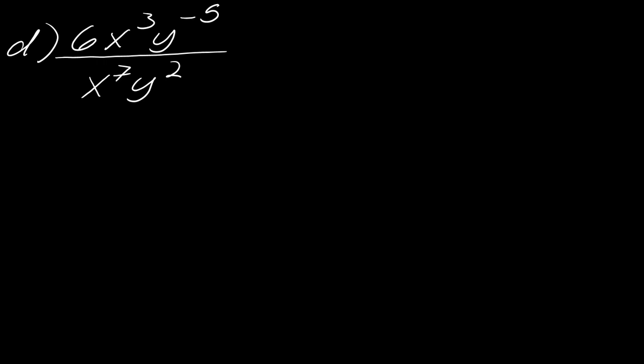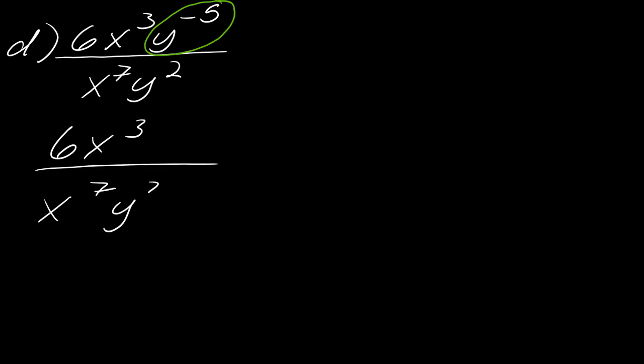Okay, so for this one, now we're getting a little bit more complicated here. So 6x cubed y to the negative 5th over x to the 7th y squared. So there's only one negative here. So I highly recommend taking this in steps. I usually like to get rid of the negative exponents first. So I have this situation here.